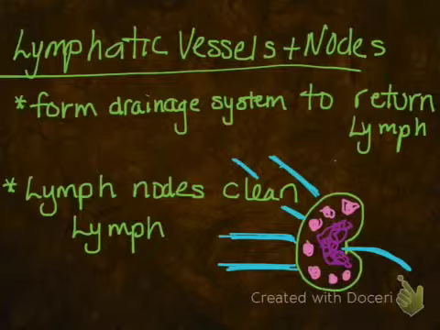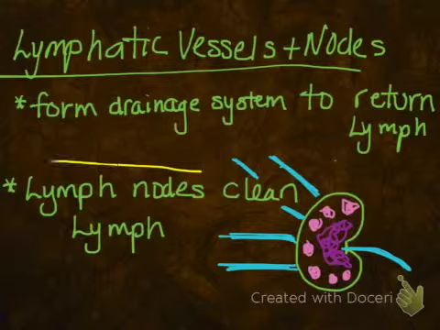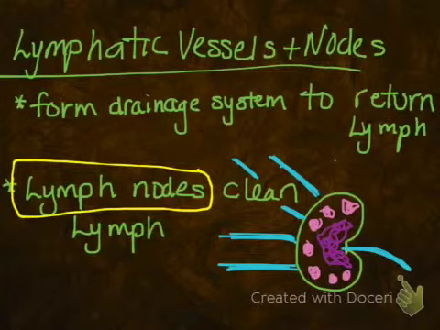So let's first talk about the lymphatic vessels and nodes. The purpose of the lymphatic vessels is to create this drainage system to return lymph, which is fluid leaked from the cardiovascular system, back to the cardiovascular system. But the lymphatic vessels don't just return the fluid, they clean it along the way. And who's responsible for that? The lymph nodes. We talked about how we have an aggregate of lymph nodes in 3 different areas of the body: in the neck, in the armpit, and the groin region. But you do have lymph nodes spread out all over the place.